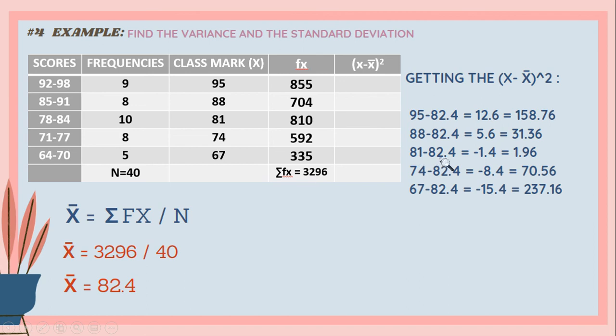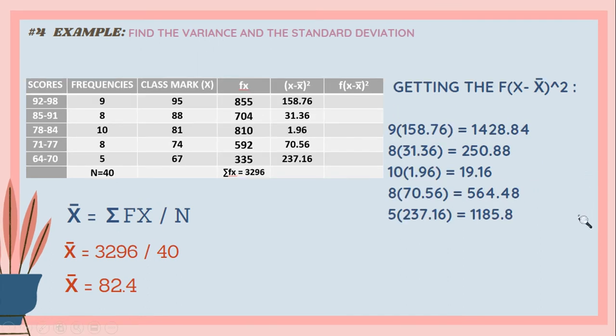Then 81 minus 82.4 is equals to negative 1.4, then squared, so it will be 1.96. Then 74 minus 82.4 is equals to negative 8.4, then squared, so it will be 70.56. Then 67 minus 82.4 is equals to negative 15.4, then squared, so it will be 237.16.